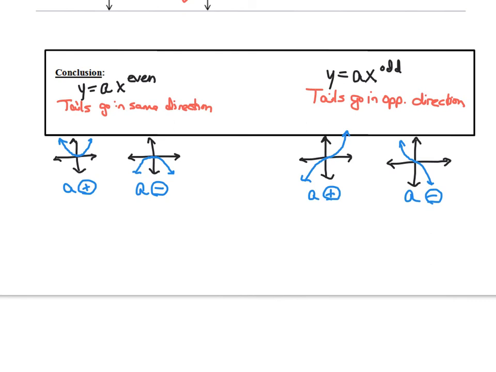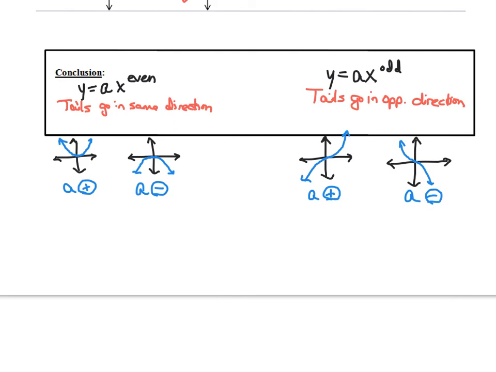Looking carefully, if the a value, if the coefficient of that even exponent is positive, then I see that both ends of the tail go up. If the coefficient is negative, that just shows me that the tails both go down. Think about this. If the coefficient is negative, that just means that I've taken my original graph and I've reflected it over the x-axis. Now let's look at the odd function.